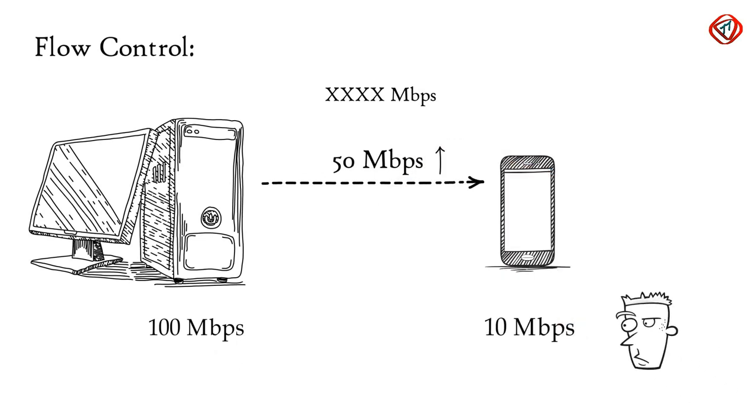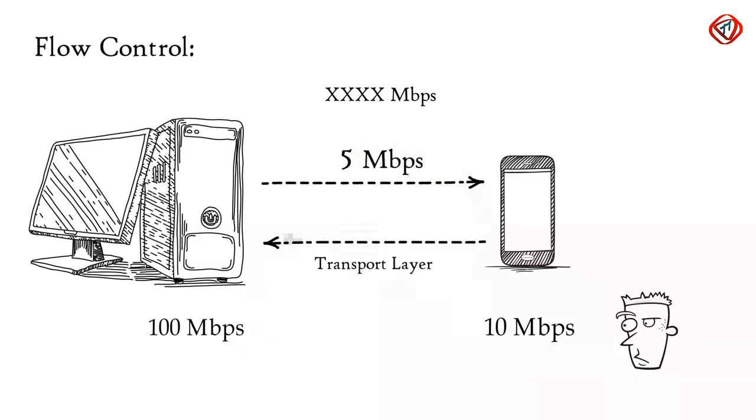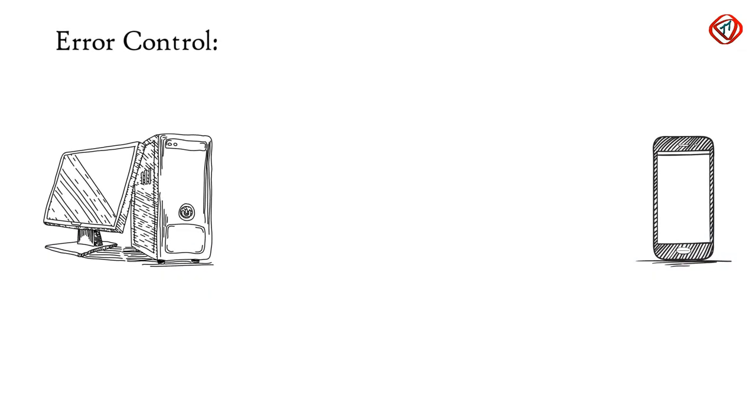So, the mobile phone, with the help of transport layer, can tell the server to slow down the data transmission rate to 10 Mbps so that no data gets lost. Similarly, if the server is sending data at 5 Mbps, the mobile phone tells the server to increase the data transmission rate to 10 Mbps to maintain system performance. Transport layer also helps in error control.